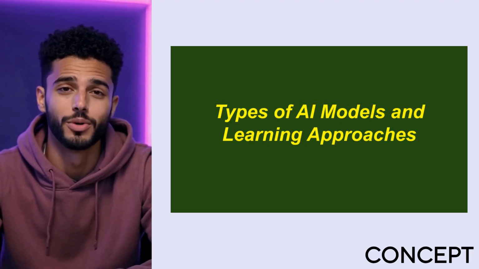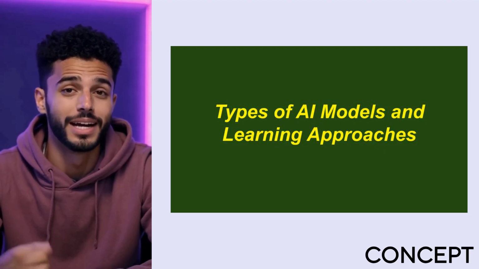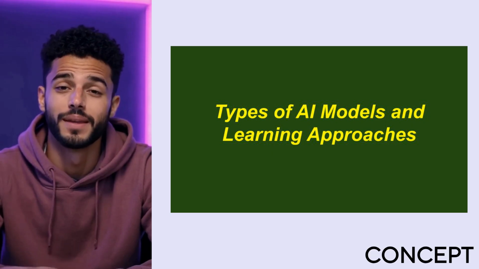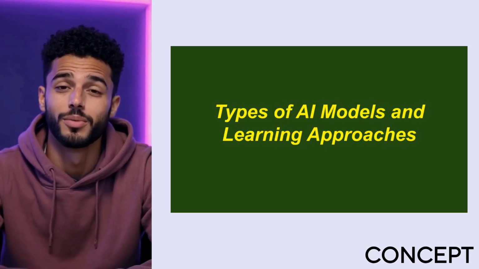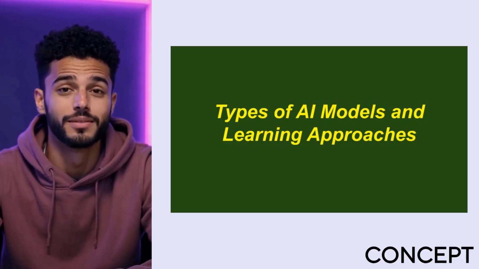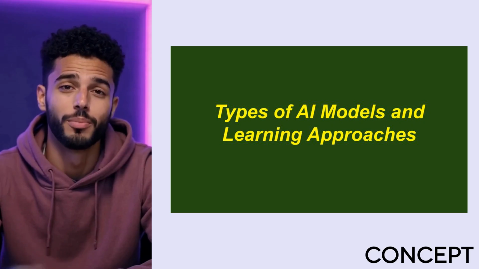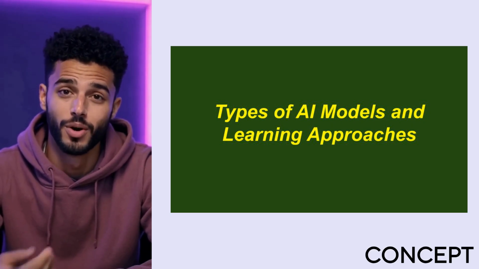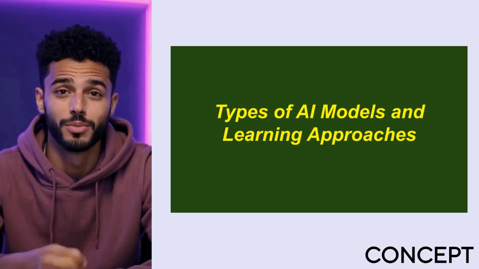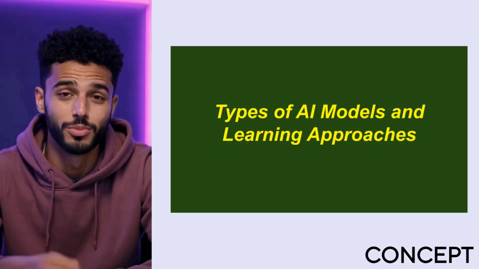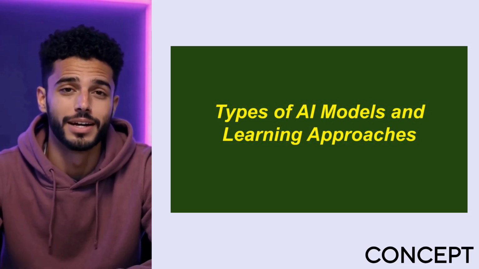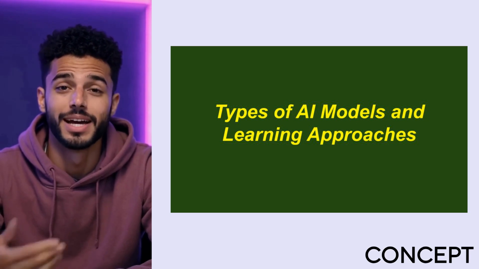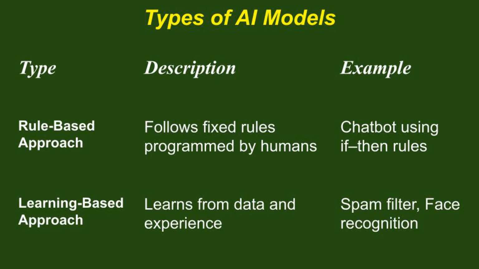Today, we'll explore how different types of AI models work and how machines learn to make decisions, just like humans learn from experience. We'll start with the two main types of AI models, then dive deeper into supervised, unsupervised, and reinforcement learning, and finally explore deep learning, one of the most advanced AI techniques.